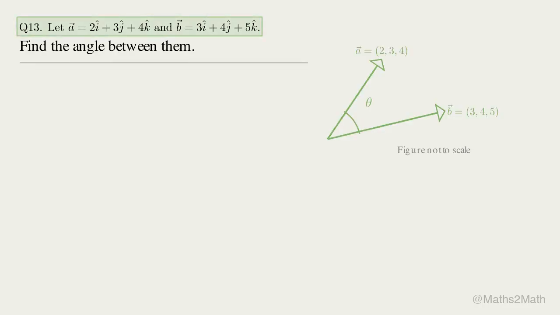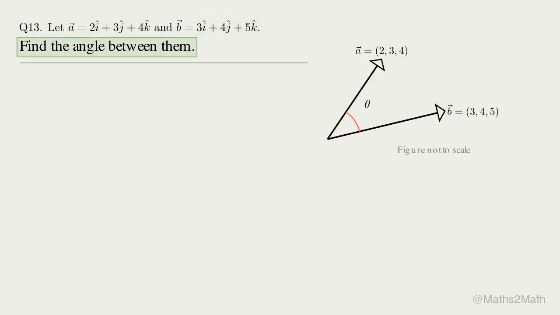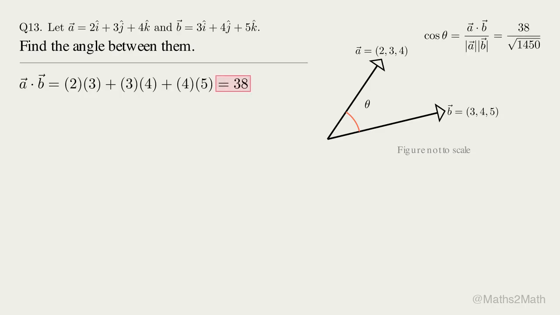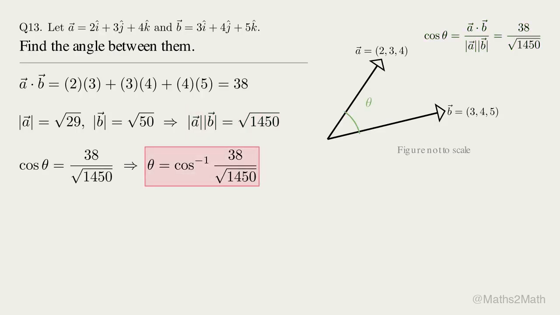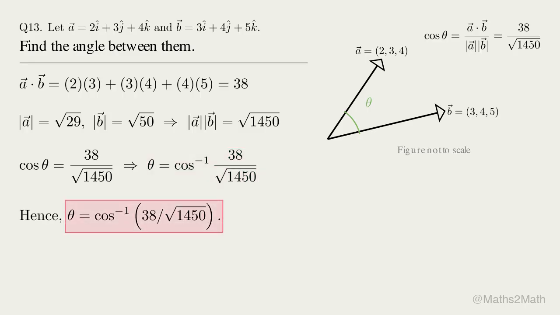Question 13. Let A equal 2i hat plus 3j hat plus 4k hat, and B equal 3i hat plus 4j hat plus 5k hat. Find the angle between them. What does this mean? The dot product formula gives cosine theta. The dot product is 6 plus 12 plus 20, 38. The magnitudes are root 29 and root 50, whose product is root 1450. So cosine theta is 38 over root 1450, and theta is cos inverse of that. Hence, the angle is cos inverse of 38 over root 1450.